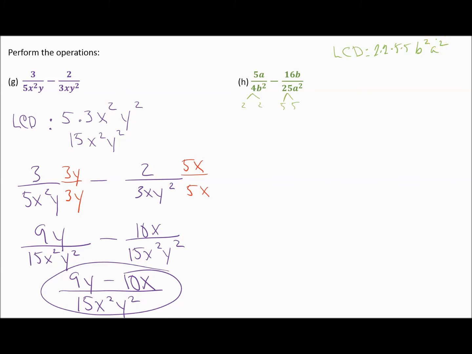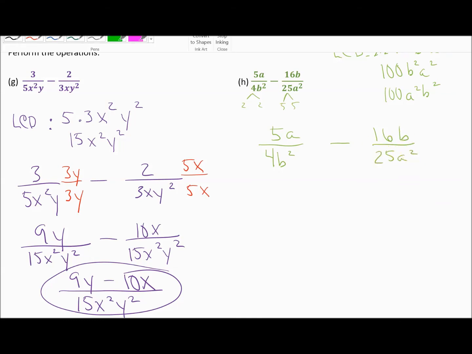This had no common factors at all, so my least common denominator is 2 times 2 times 5 times 5, which by the way is 100, and b squared, a squared. Feels better to me to write a squared first, so I'm going to write it as a squared b squared. Remember, the order you multiply in doesn't matter. Alright, now I've got to build my fractions, so I'm going to rewrite my problem with some space. 5a over 4b squared minus 16b over 25a squared.